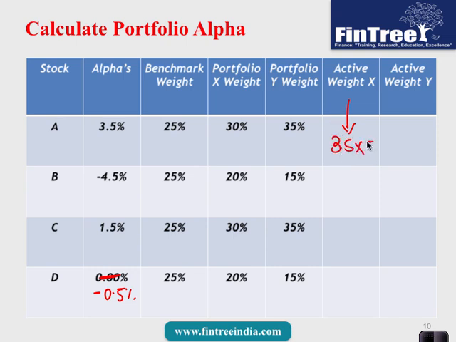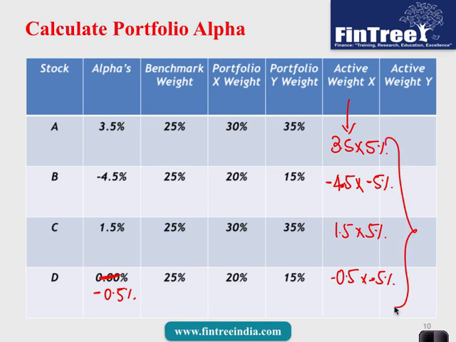So 3.5 into the active weight of 5%, minus 4.5 into minus 5%, 1.5 into 5% and minus 0.5 into minus 5%, 0.5. Is it same? Okay. So then alpha of portfolio X would be 0.5.